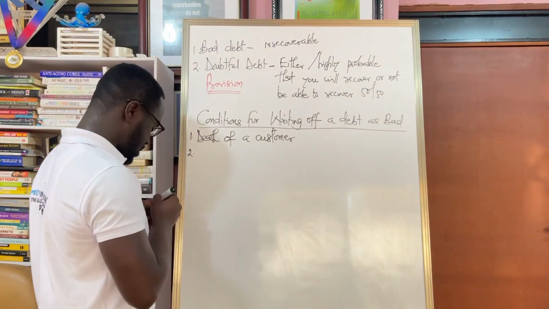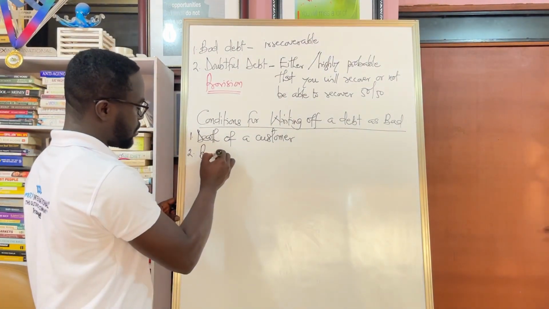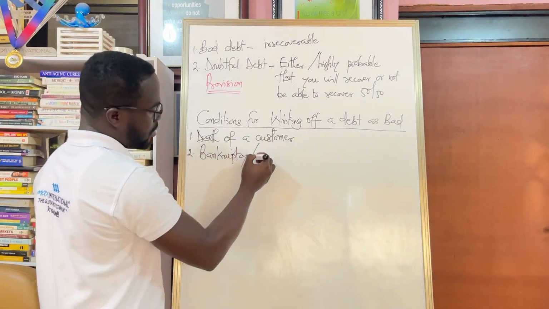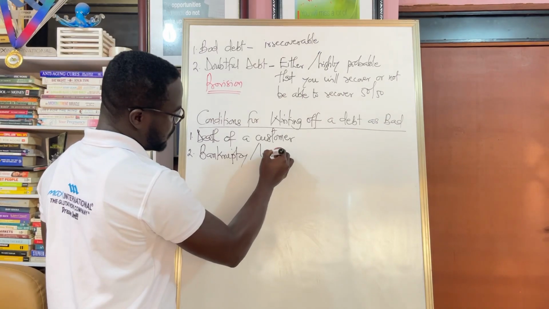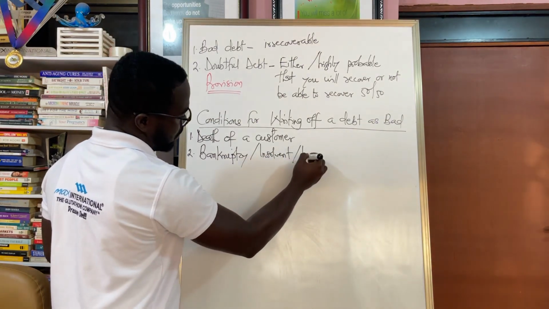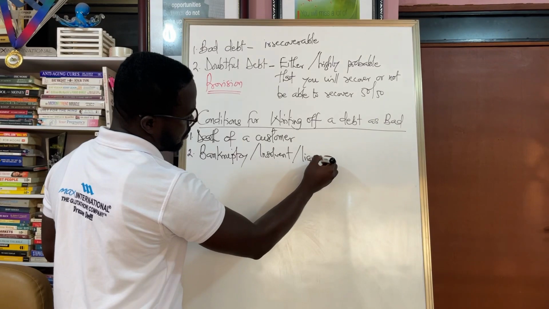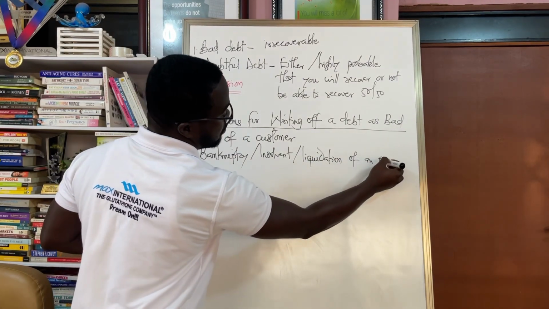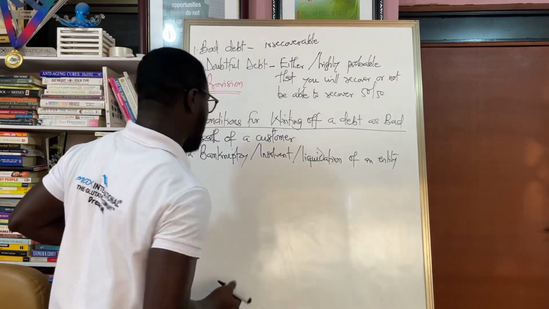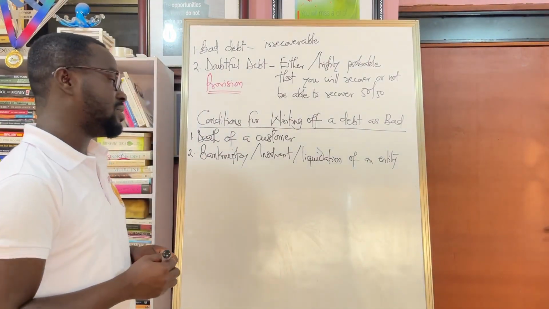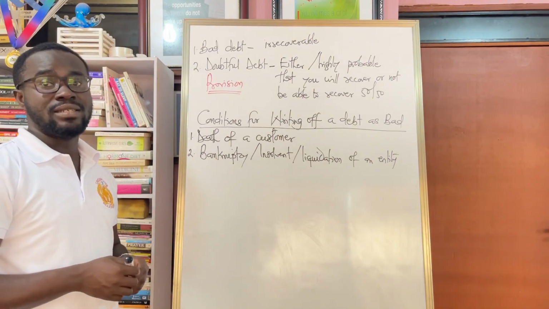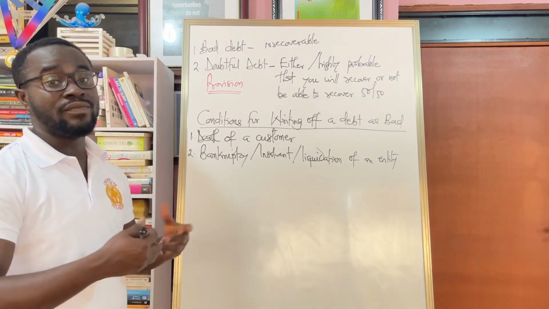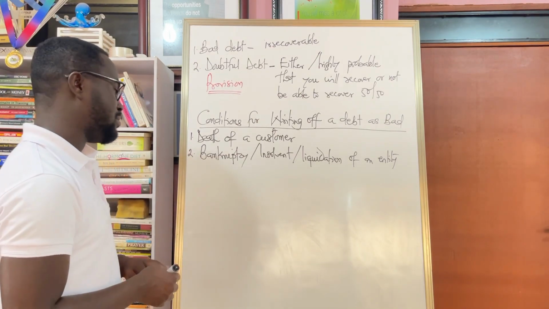Another can be bankruptcy or insolvency or liquidation of an entity. If the company is bankrupt, the company is insolvent, if the company has liquidated, then it will become very, very, very difficult for you to get your money. So definitely you have to write it off as bad.